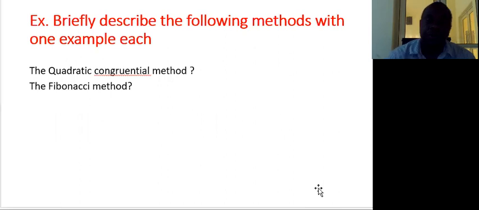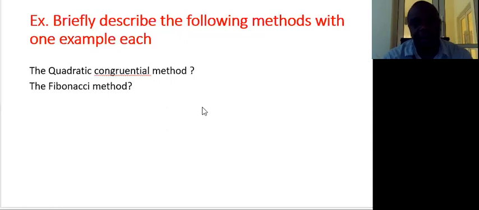Now there are two other techniques that we're not going to discuss here, but I'll give you an assignment that you're going to write a brief description or discussion on these two methods. They're the quadratic congruential method and the Fibonacci method of random number generation. I want you to give a brief description of this and with at least an example to describe each of the methods or techniques.